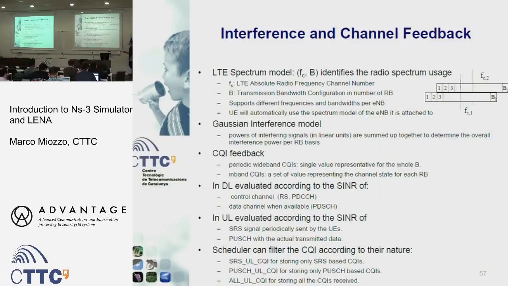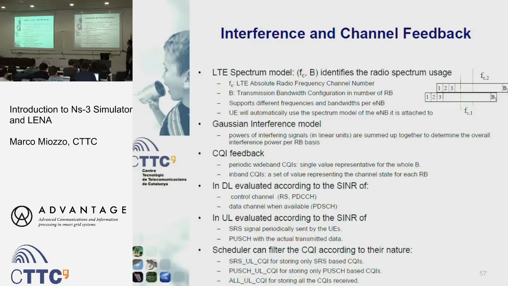As I told you, for modeling the physical layer we use the LTE spectrum model. So we have a couple of center frequency and bandwidth that identifies the radio spectrum usage. The FC defines the LTE absolute radio frequency channel number, so the central frequency of the LTE. B is the bandwidth, which may be from 1.4 up to 20 megahertz.